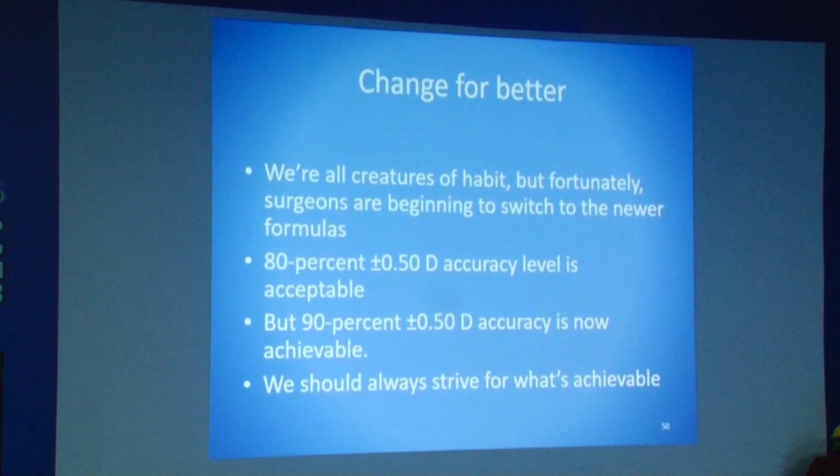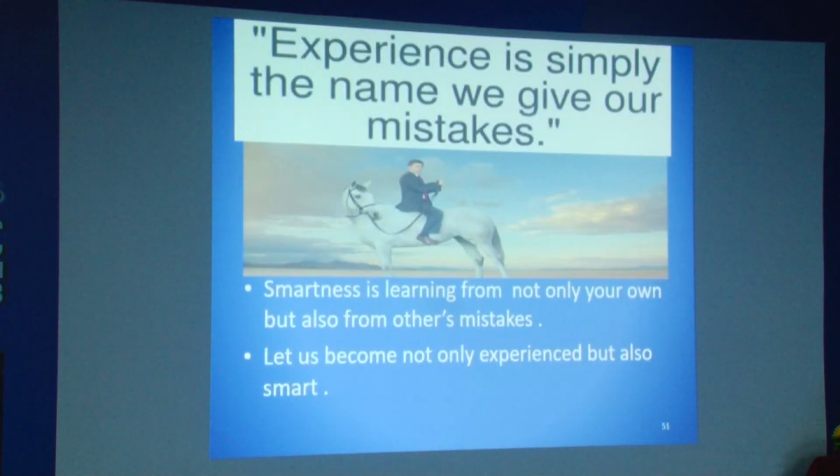So we should change for the better. 80% accuracy was acceptable in the older times, but now 90% accuracy is achievable. So strive for what is achievable and do not settle for what is acceptable. Smartness is learning not only from your own but also from others' mistakes. So let us not only become experienced but also smart.